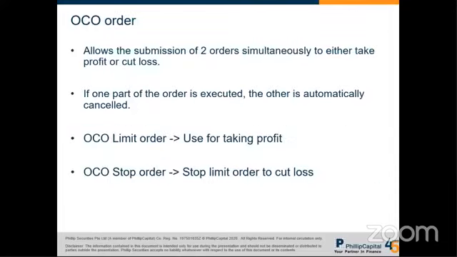The last order we consider is OCO. OCO is one cancels the other order. It allows you to submit 2 orders at the same time to either cut loss or take profit. Let's say you have entered the trade already, so you have a stop loss and a take profit position. With OCO, when one order is executed, the other order will be cancelled. So the OCO limit order is what you use to take profit. Then the OCO stop order is the stop limit order, as we just mentioned, to cut loss. So you can make use of OCO when you already have a predetermined take profit region and stop loss position.